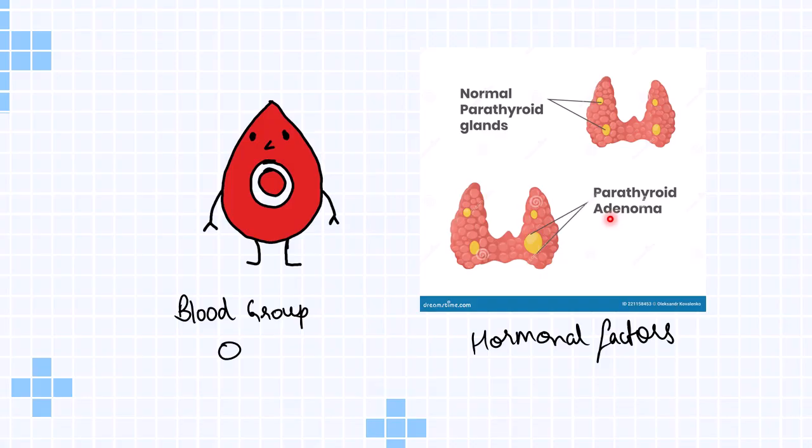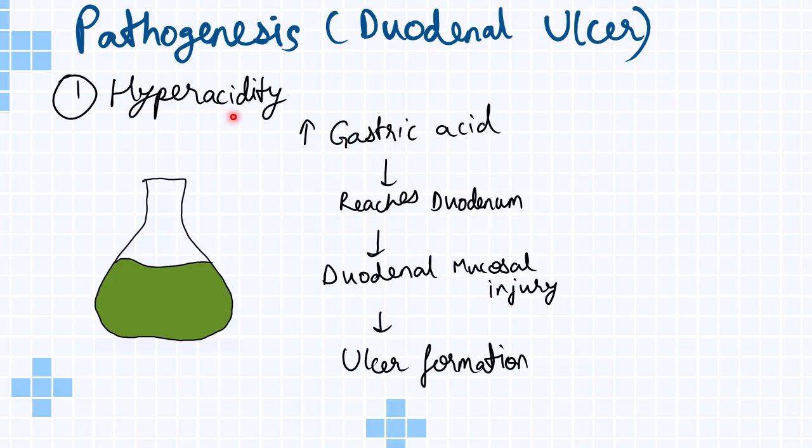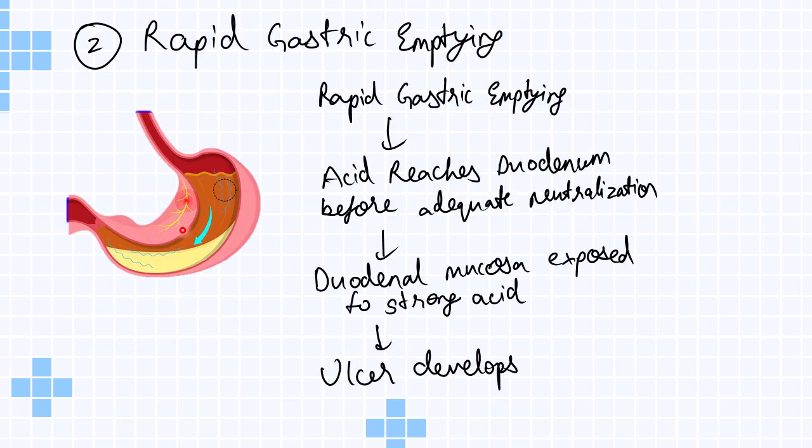Now let's focus on how duodenal ulcers develop. The first mechanism is hyperacidity. Excess gastric acid enters the duodenum. The duodenal mucosa is exposed to increased acid load and becomes injured. Repeated injury eventually leads to ulcer formation. In some individuals, gastric contents empty too quickly. Acid reaches the duodenum before adequate neutralization can occur. The duodenal mucosa is therefore exposed to strong acid for prolonged periods.